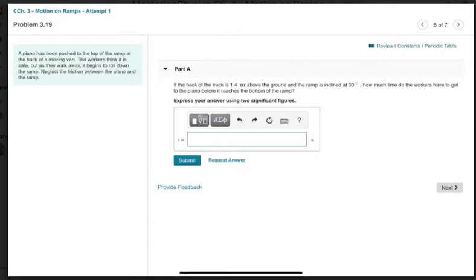So the question is, if the back of the truck is 1.4 meters above the ground and the ramp is inclined at 30 degrees, how much time do the workers have to get to the piano before it reaches the bottom of the ramp? I hope they can save the piano. Well, we're going to have some fun in this question. Now let's get to the solution and explanation.